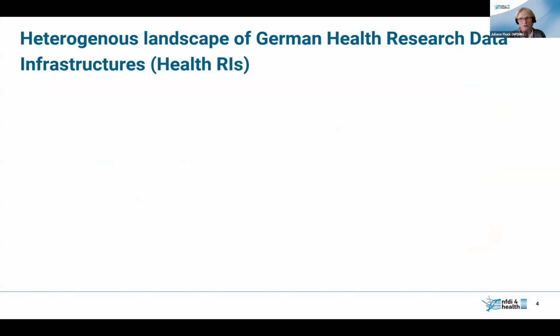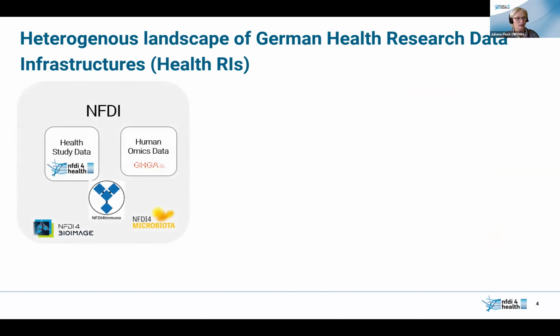But as you all know, we have a quite heterogeneous landscape in German health research data. On the one hand, we are, as NFDI4Health, part of the NFDI, but there are also other research data infrastructures in the NFDI focusing on at least biomedical data. For example, there's GHGA focusing on genomics data, and the Human Genome Project they are also involved. But we have for biomedical research also consortia such as NFDI for Immuno, NFDI for Microbiota, and NFDI for Bioimage.